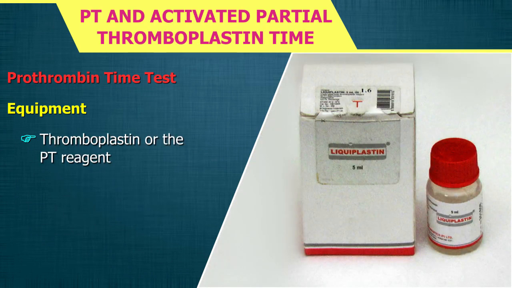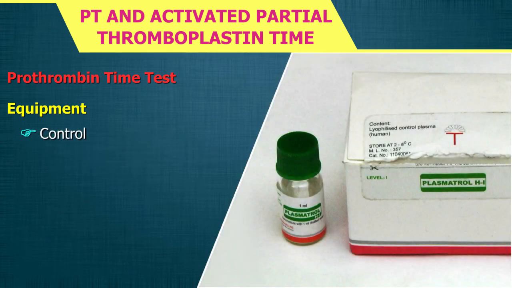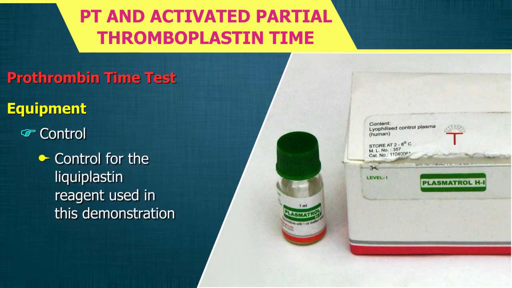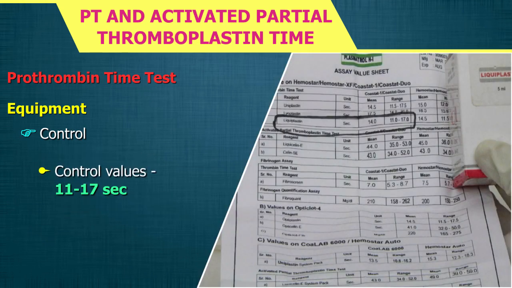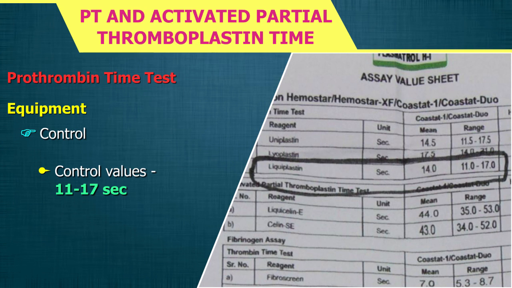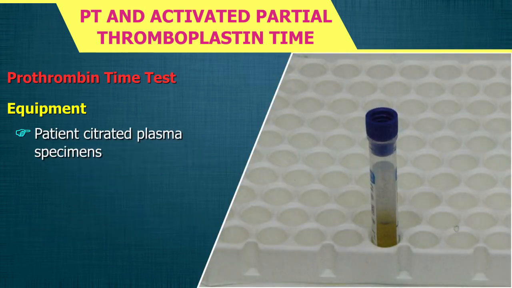5. Thromboplastin or the PT reagent. 6. Control. This is the control for the liquiplastin reagent used in this demonstration. As is evident in the literature, control values are between 11 to 17 seconds and the target value is 14. 7. Patient citrated plasma specimens.